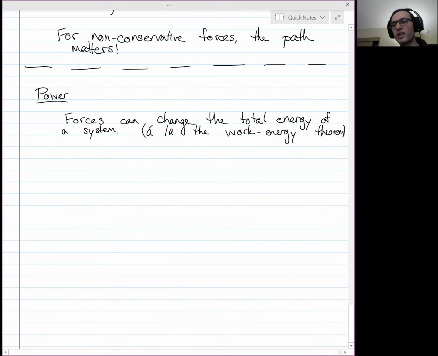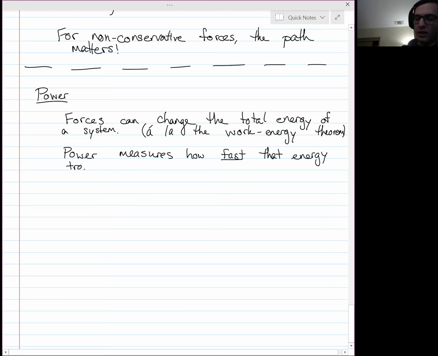So the idea here is that if forces affect the change in the kinetic energy of a system, i.e. the work done by a force is equal to the change in the kinetic energy, then it's quite obvious that forces change the total energy of the system. And so what power does is power measures how fast or how quickly that energy transfer occurs.